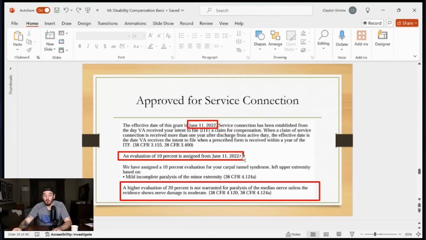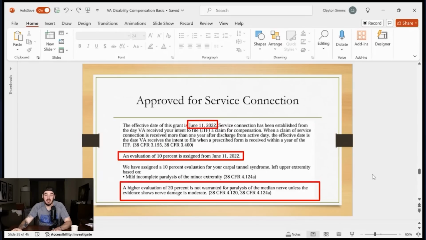When you are awarded, the VA tells you the higher evaluation and why you did not rate a 20%. In this case, 20% is not warranted for paralysis of the median nerve unless the evidence shows nerve damage is moderate. Meaning, if I have moderate nerve damage in my notes or my healthcare records, I now know to do a higher level review because I should have been awarded 20%.